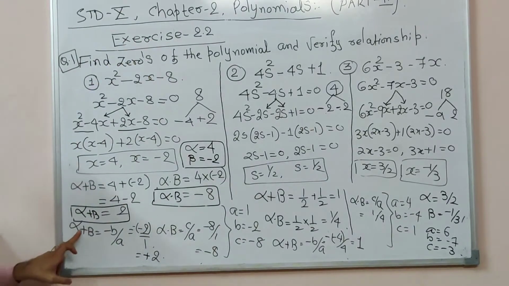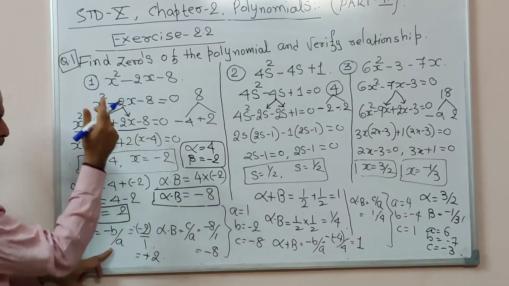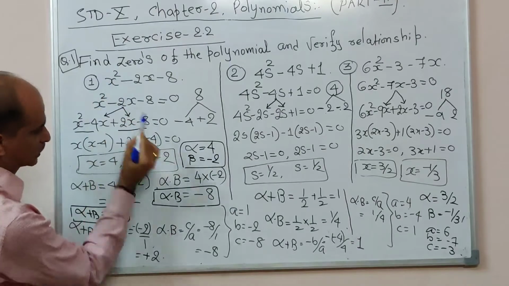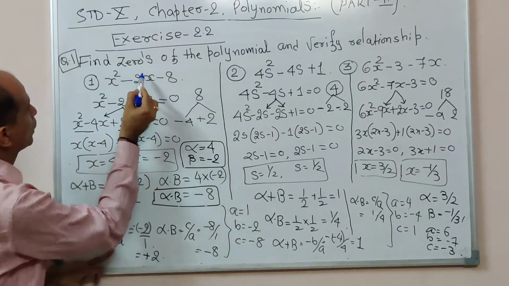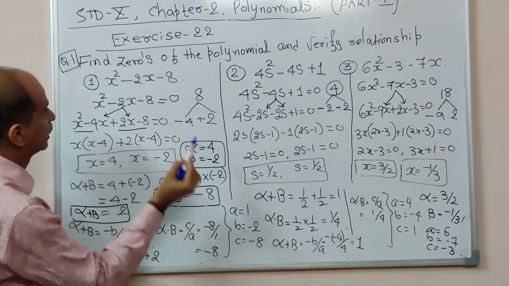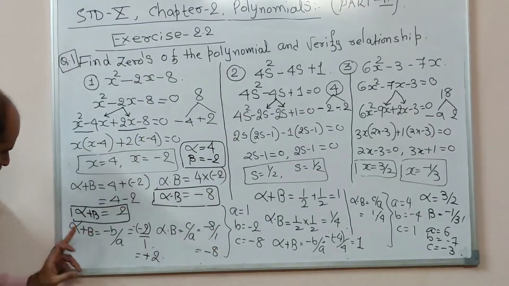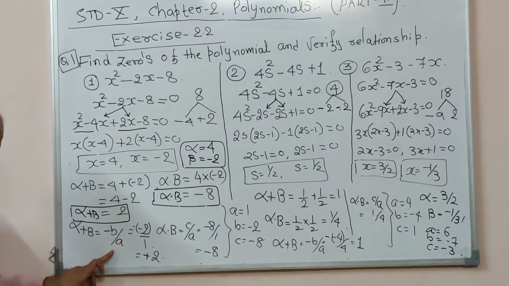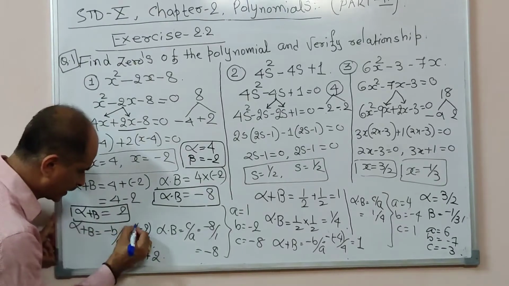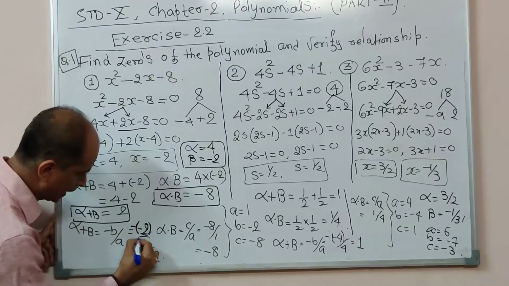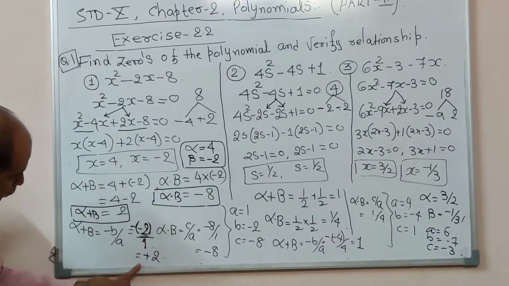You know for alpha plus beta, the formula is minus b by a. From this polynomial you can easily find out a, b and c. So a means coefficient of x square is equal to 1, b means coefficient of x, that is minus 2, and c means constant coefficient, that is minus 8. Now put the values. So alpha plus beta is equal to minus b by a, b means minus 2 and a means 1. So you get plus 2.